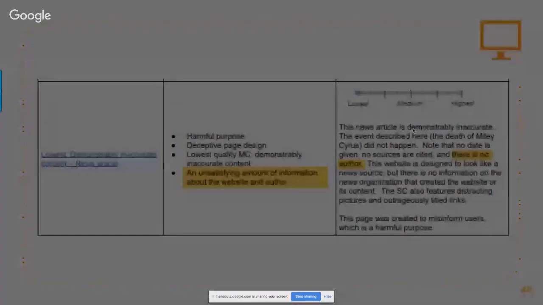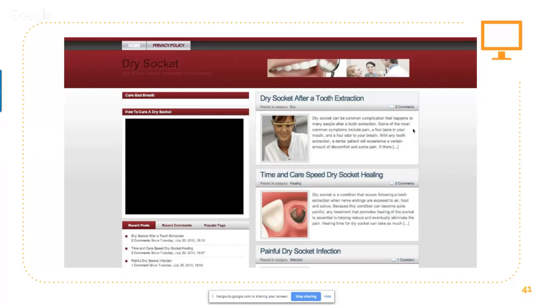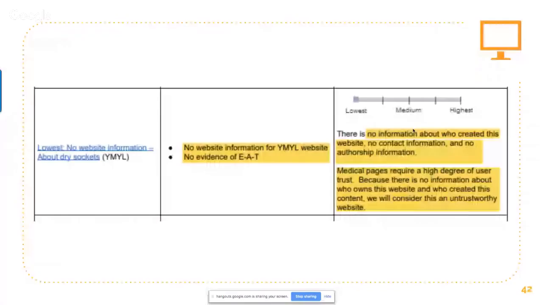Here's why they're qualified. This is another example given from the Quality Raters Guidelines that is about a condition called dry socket. I have had dry socket. It's horrible. If you have dry socket, you are definitely Googling for information on how to get rid of it. And this was a screenshot taken from the Quality Raters Guidelines. And what the guidelines say is there's no website information, and this is your money or your life website. There's no evidence of EAT. There's no information about who created this, no contact information, no authorship information.